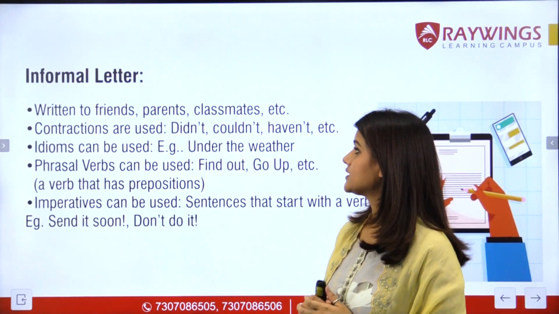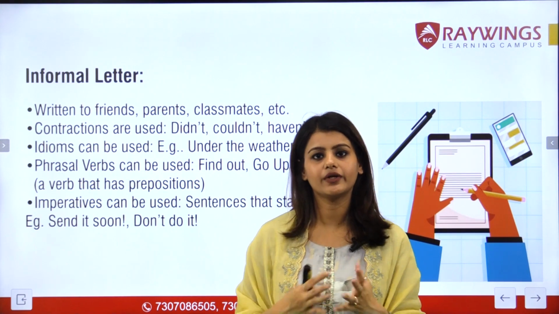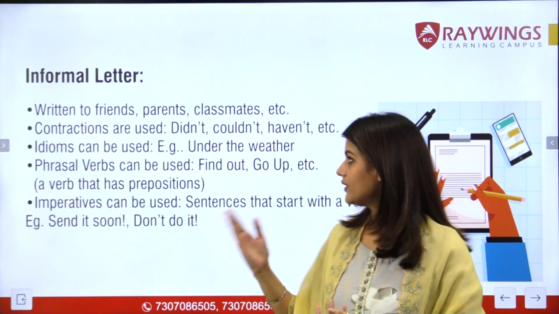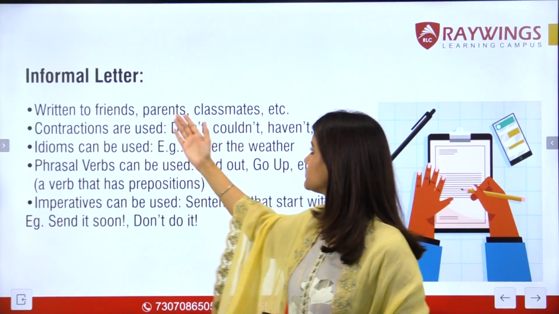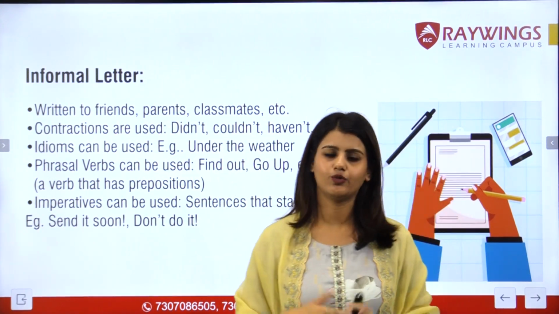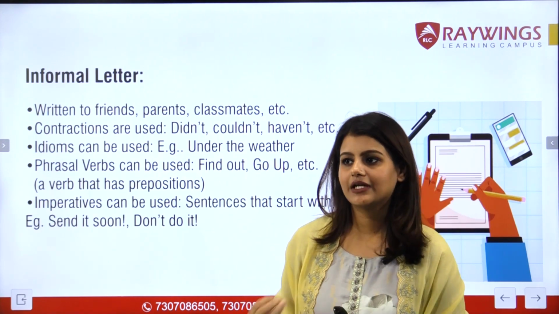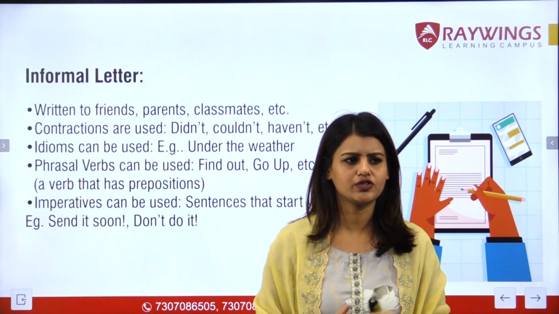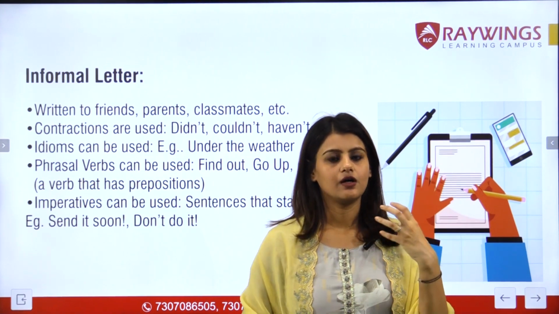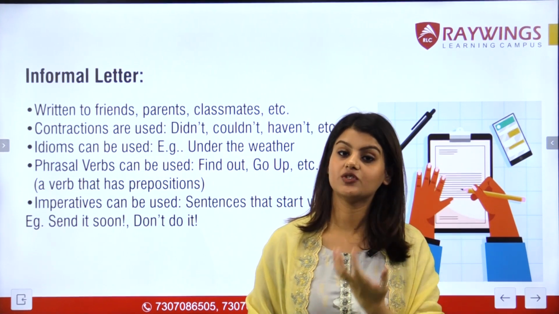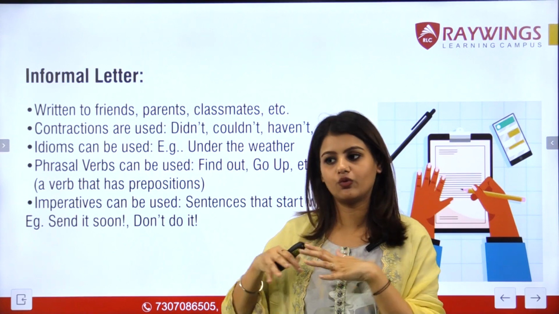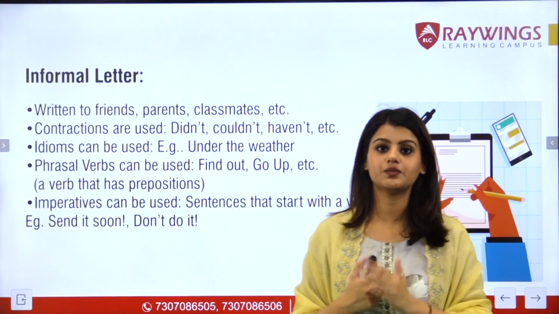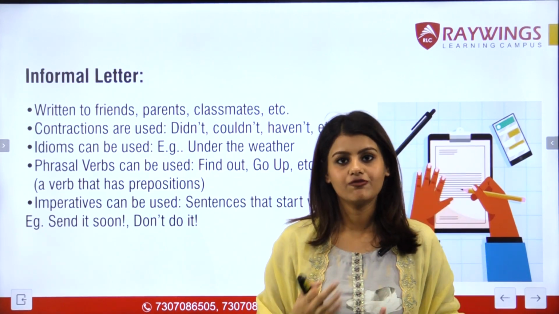Now we will discuss a bit more about informal letters first and then we'll move to formal letters. So informal letters, right, are written to friends, parents, classmates, etc. For example, you are in school and you want to communicate something to your classmate. A classmate can be your friend. Of course, you don't communicate with them like a teacher or a principal. The person is the same age as you, so you talk to them easily. So that is the person to whom you can write an informal letter.